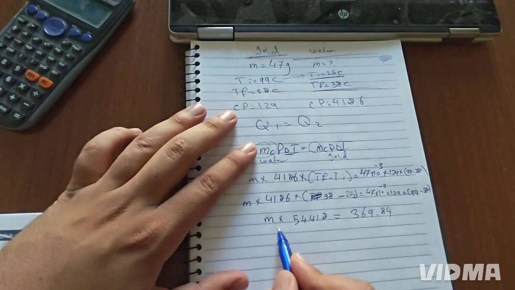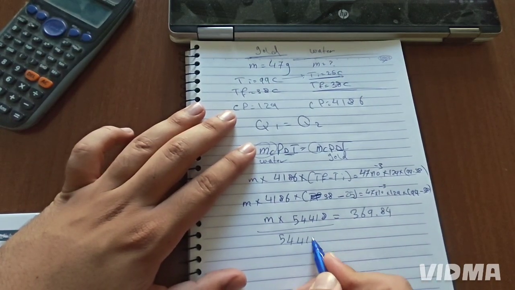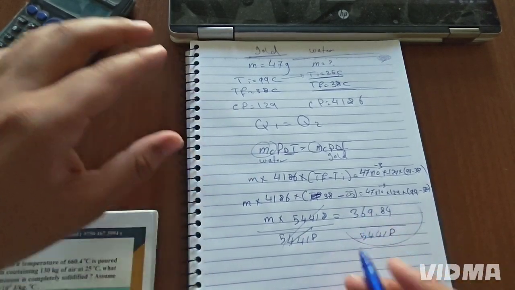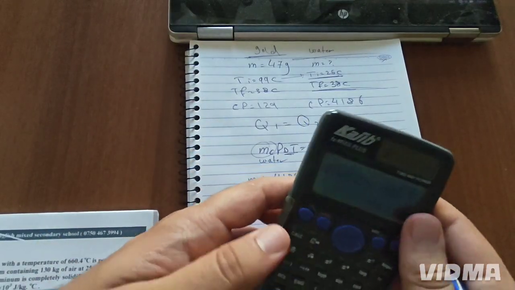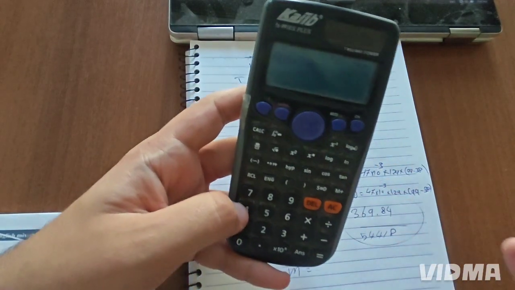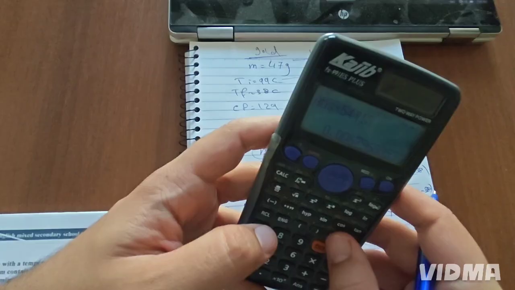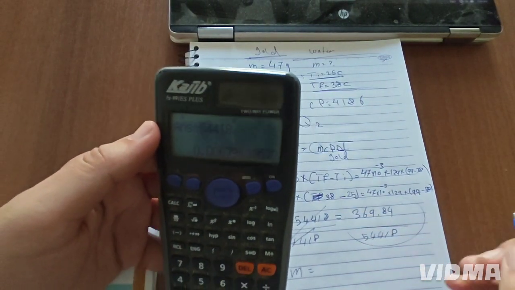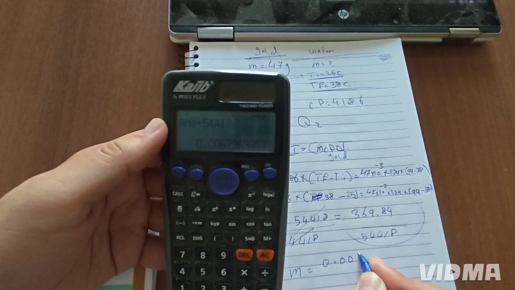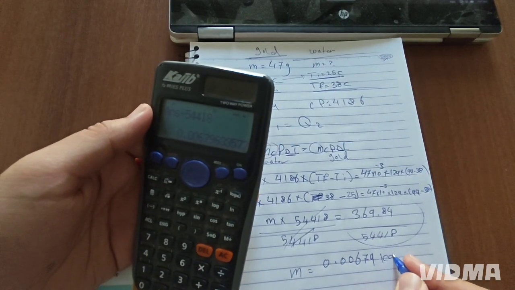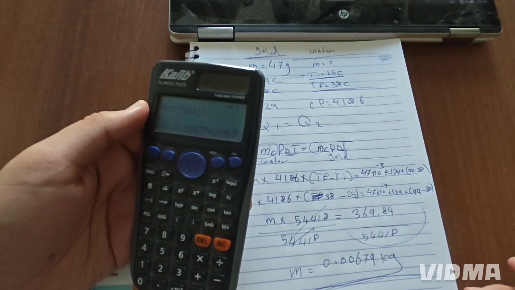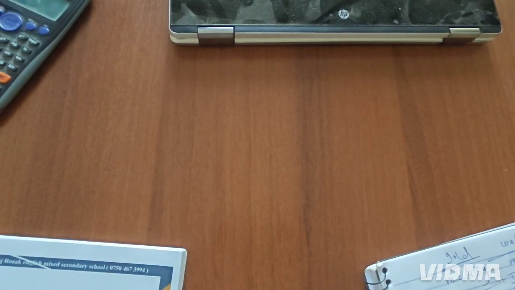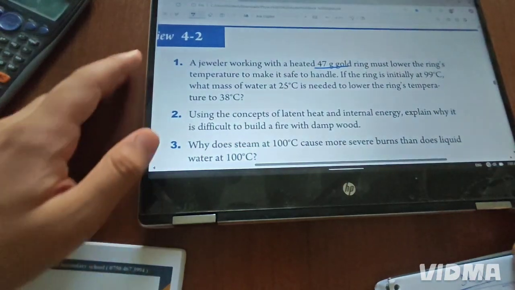Finish. To find the mass, divide both sides by 54418. These two numbers are going to be cancelled. The mass of the water is equal to 369.84 divided by 54418. The answer will be 0.00679 kilogram. This is the mass of the water. Okay. This question is done too.